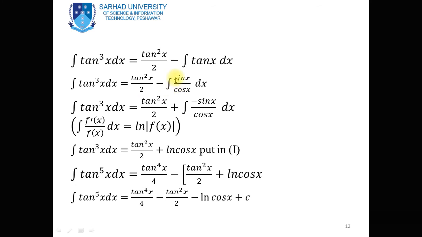So for the integration, the derivative of cos is minus sine x, so we can take the natural log of cos x. This will be the integration of this fraction. So the integration of tangent cube x with respect to x is equal to tangent square x divided by 2 plus log of cos x.